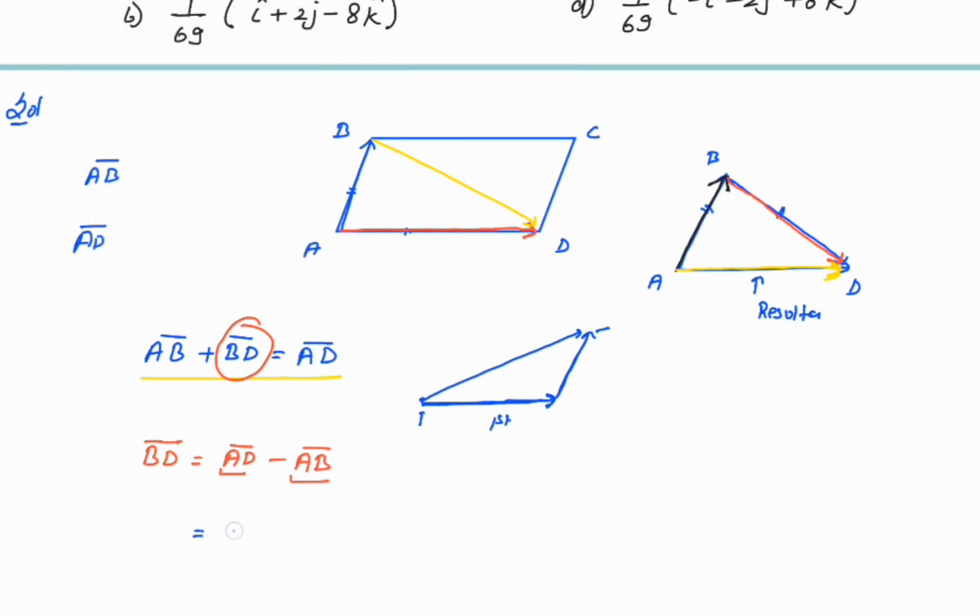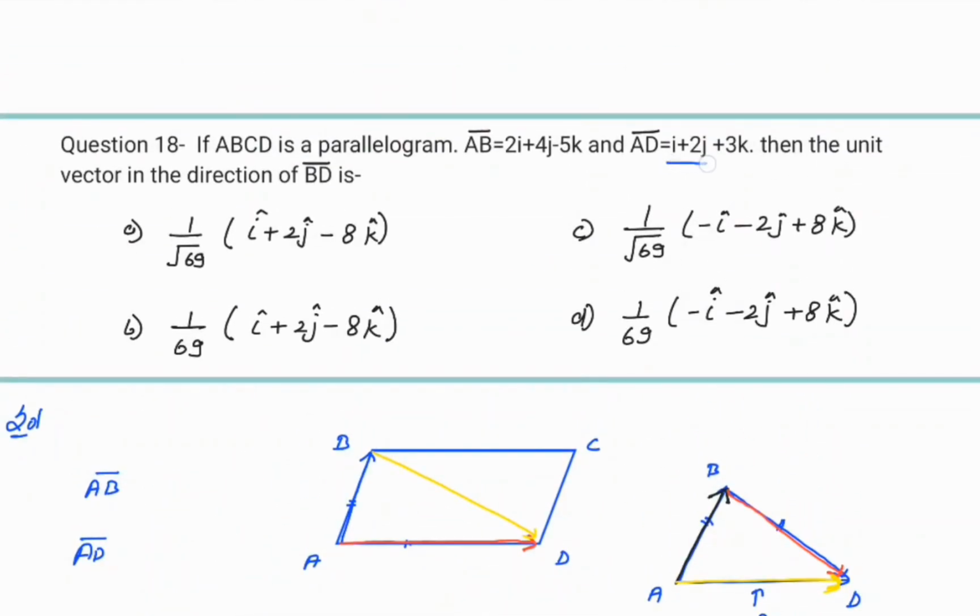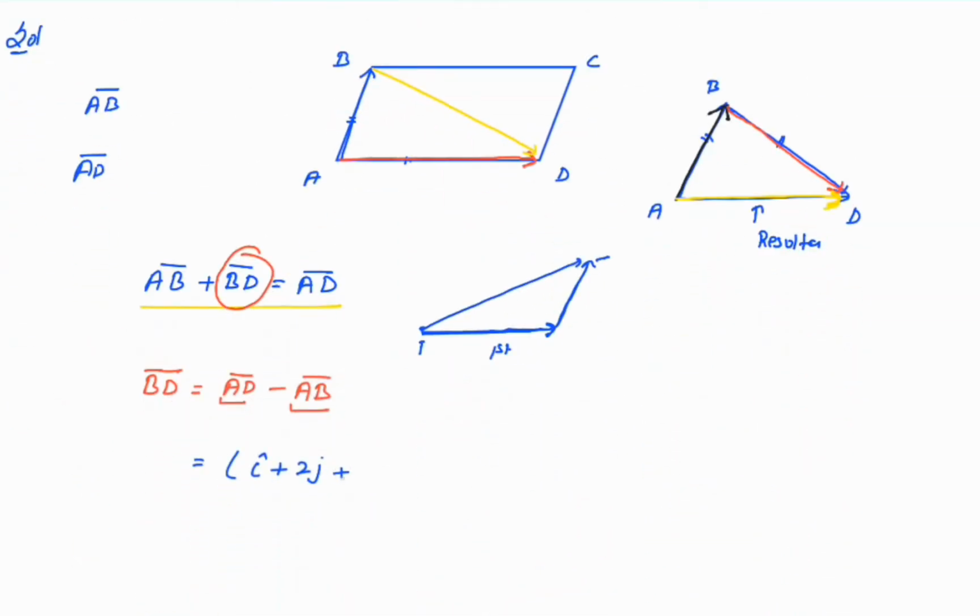What is the value of vector AD given in the numerical? Put the value i plus 2j, this is AD, plus 3k minus of AB. AB is given as 2i plus 4j minus 5k. Now solve this, you will get minus i minus 2j plus 8k. This is vector BD.